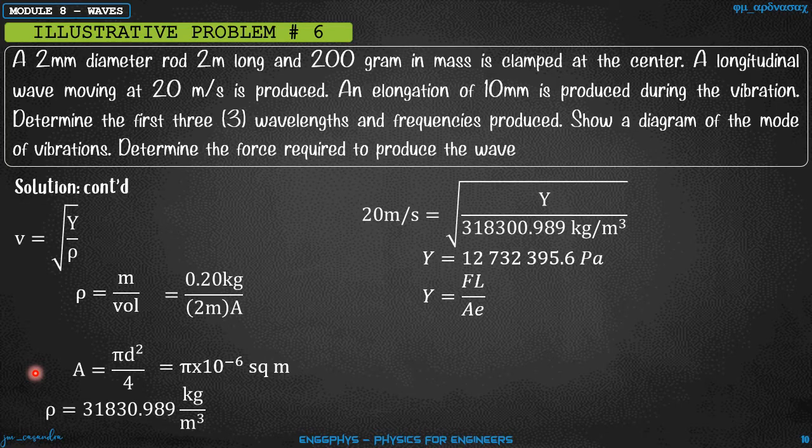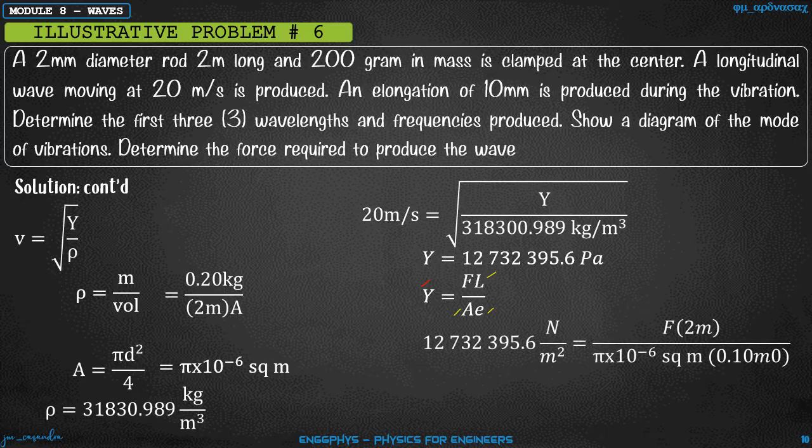In order to solve for the force, we know that the Young's modulus is equal to FL divided by AE. We know the Young's modulus. We know the length. We have computed the area, and we're given the elongation or the deformation. So we could simply now solve for your force. So force is 2 newtons, meaning you are required to apply 2 newtons in order to produce a wave speed of 20 meters per second for the given rod.